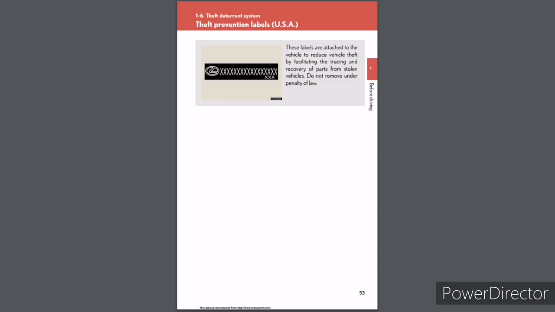Theft prevention labels, USA. These labels are attached to the vehicle to reduce vehicle theft by facilitating the tracing and recovery of parts from stolen vehicles. Do not remove under penalty of law.